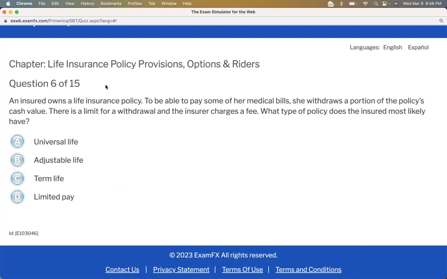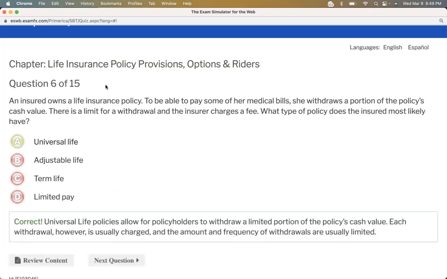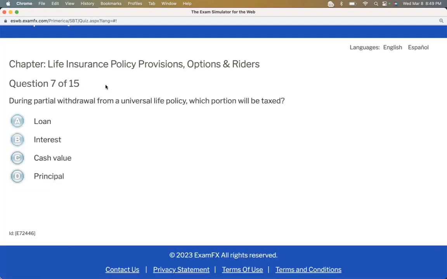An insured owns a life insurance policy to be able to pay some of her medical bills. She withdraws a portion of the policy's cash value. There are limits to withdrawals. Okay, this is universal life. We got this one. Now you're kind of going on repetition, but if you haven't mastered it like I have, at least enough to pass, then you should always read the rationale. Let the rationale sink in so you understand why the answer is the answer.